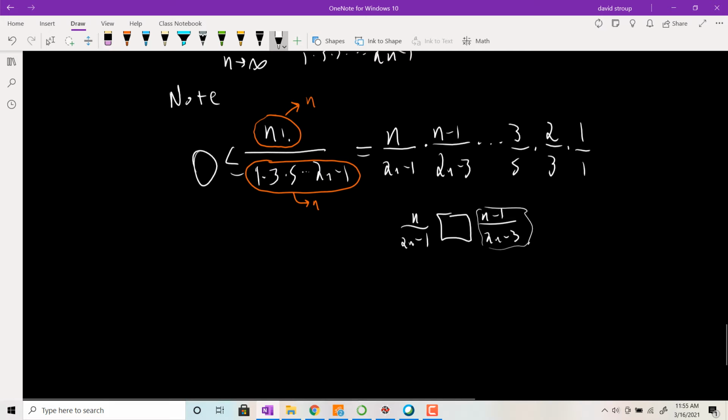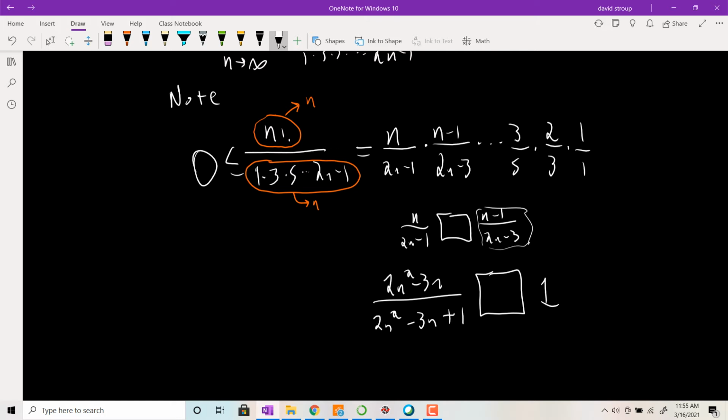So in the numerator, it's n times 2n minus 3. So you get 2n squared minus 3n. In the denominator, you've got a FOIL, 2n minus 1 times n minus 1. So you're going to have 2n squared minus 2n minus n, which is minus 3n, and then plus 1. So clearly that denominator is 1 bigger than the numerator, so the ratio is less than 1. In other words, as you go from the first term to the second term, it's increasing. And so it increases, increases, increases all the way up to here, right?